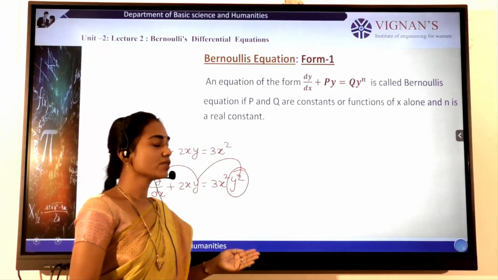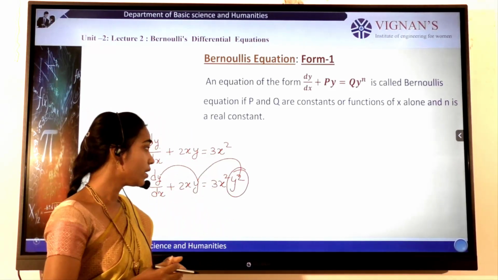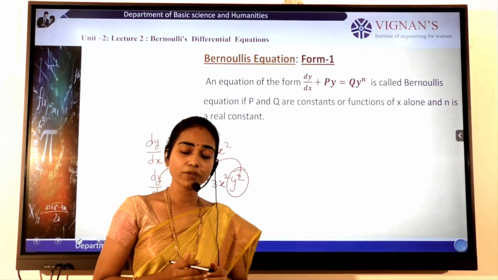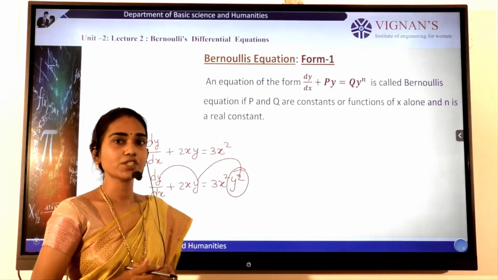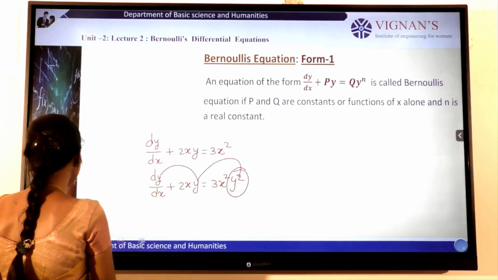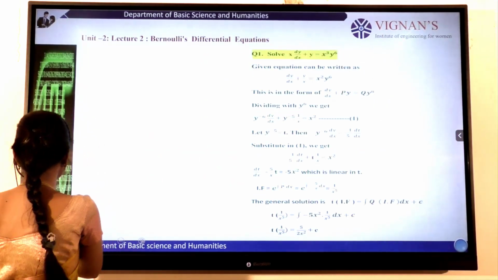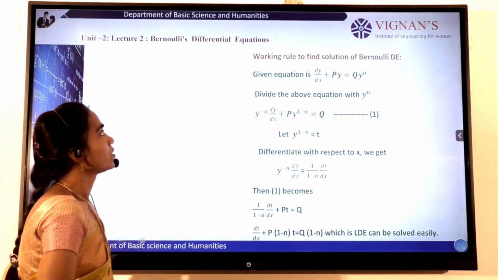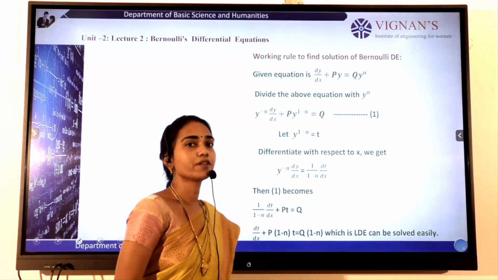Now, we have to see the working procedure of Bernoulli's differential equation, right? This Bernoulli's differential equation can be solved by converting it into a linear differential equation. Now, let us see the working rule to find the solution of Bernoulli's differential equation.